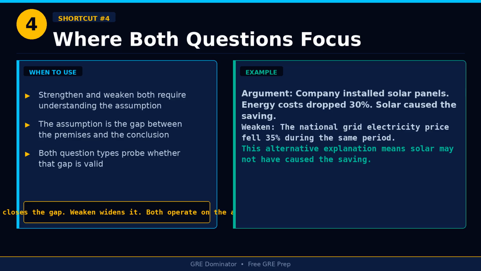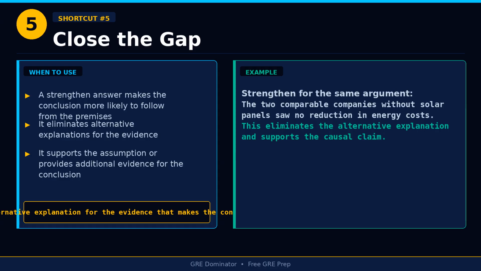The argument is weakened. To strengthen the same argument, you need to eliminate alternative explanations or confirm the causal relationship. Comparable companies without solar that saw no cost reduction eliminates the alternative explanation that a general energy price drop caused the saving. If the price drop was general, all companies would have experienced it. The fact that only solar companies saw savings supports the causal claim.